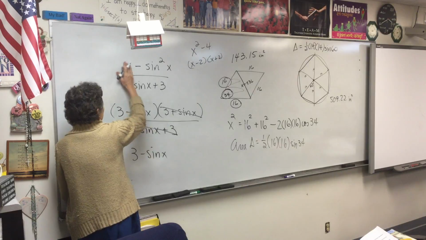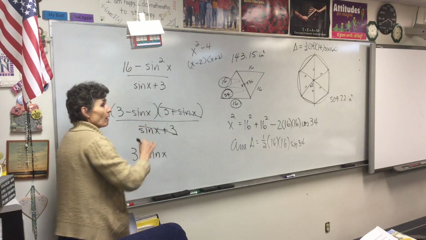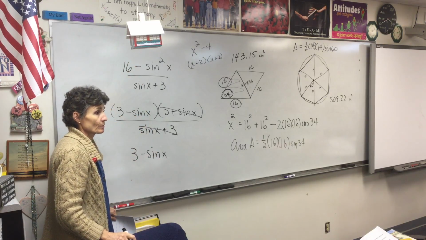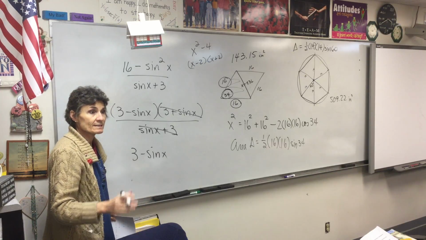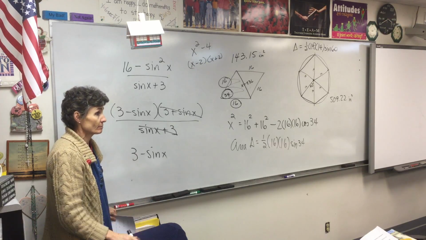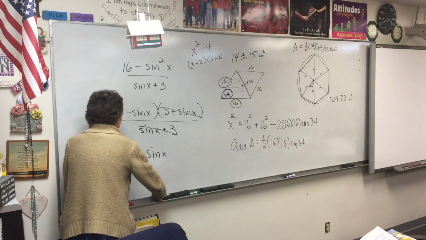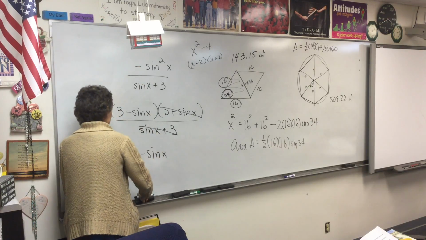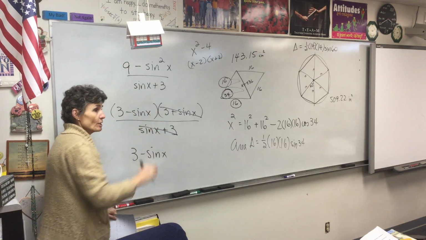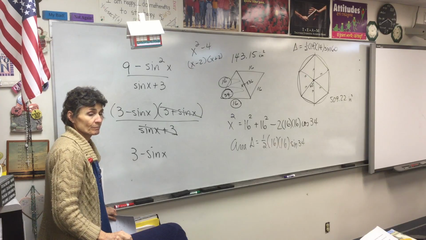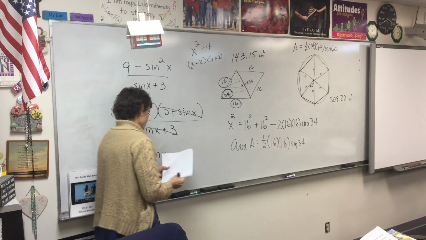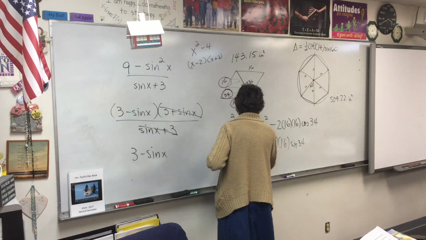So what if this had been a 16? How would that have factored? 4 minus sine, 4 plus sine? And then nothing would cancel, but I just want you to recognize you can always factor your difference of squares.